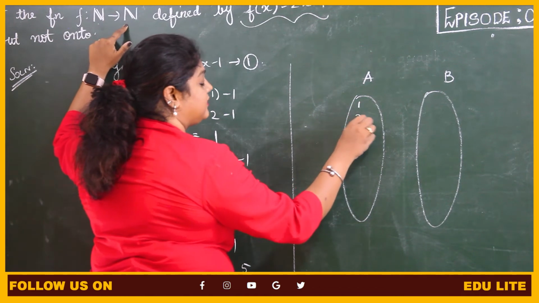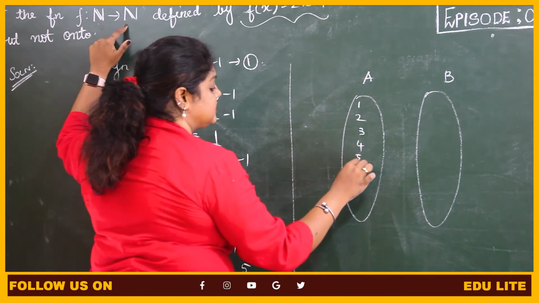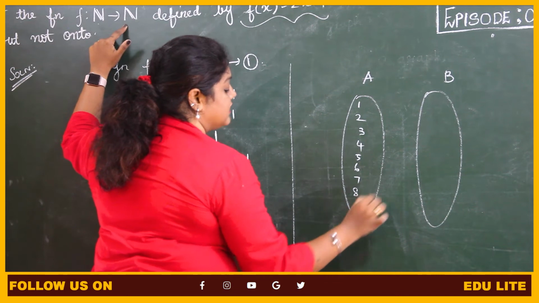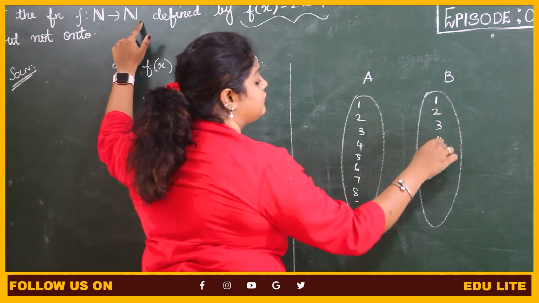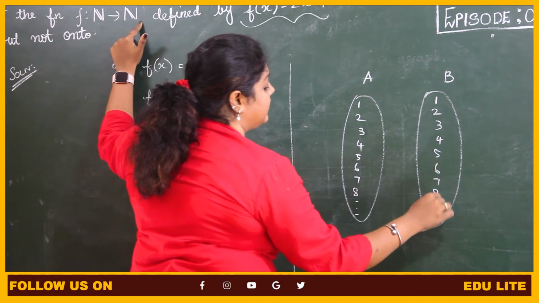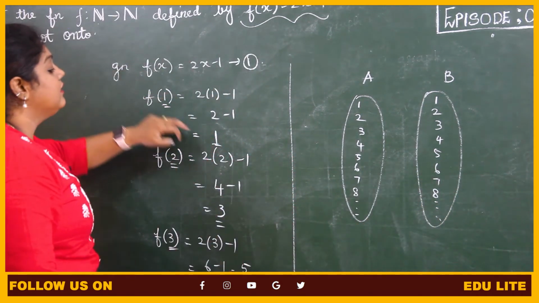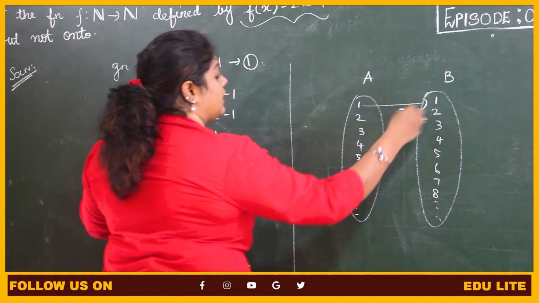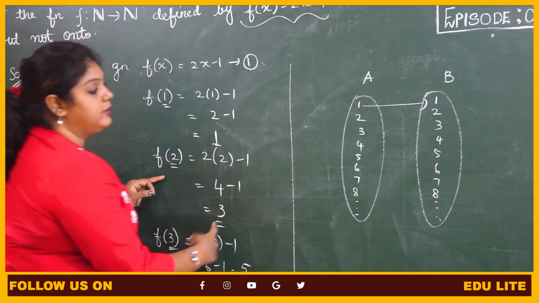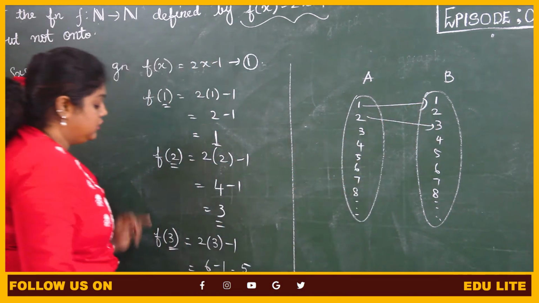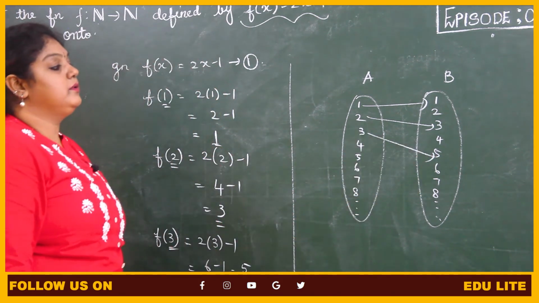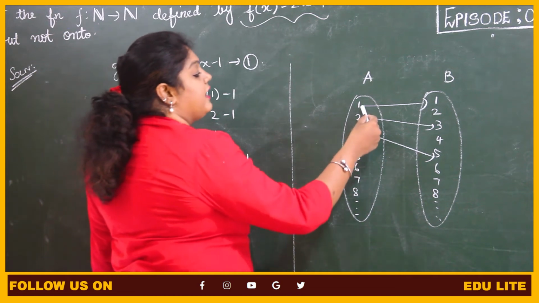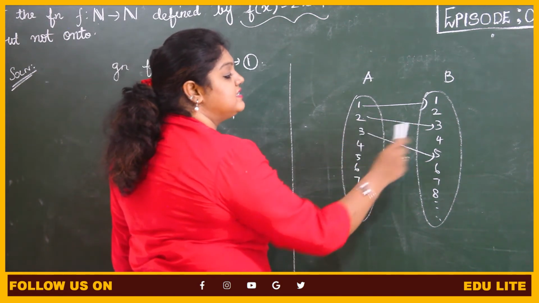So we have to start from 1, 2, 3, 4, 5, 6, 7, 8, it goes on. Similarly B is also the set of natural numbers, 1, 2, 3, 4, 5, 6, 7, 8, it goes on. If we take 1, it is mapped to 1. Next we take 2, it is mapped to 3. Next we take 3, it is mapped to 5. So from this itself we can come to a conclusion that every distinct element has a distinct image.